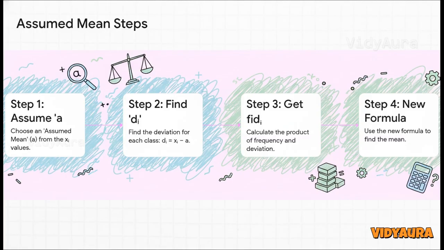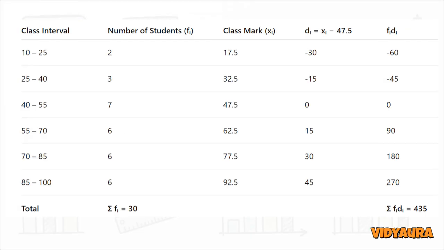The main idea is that we basically guess or assume a mean somewhere from the middle of our data. Then we figure out how far off each class mark is from our guess. We call this the deviation. This little trick lets us work with much smaller, friendlier numbers. Let's try it with our same problem.